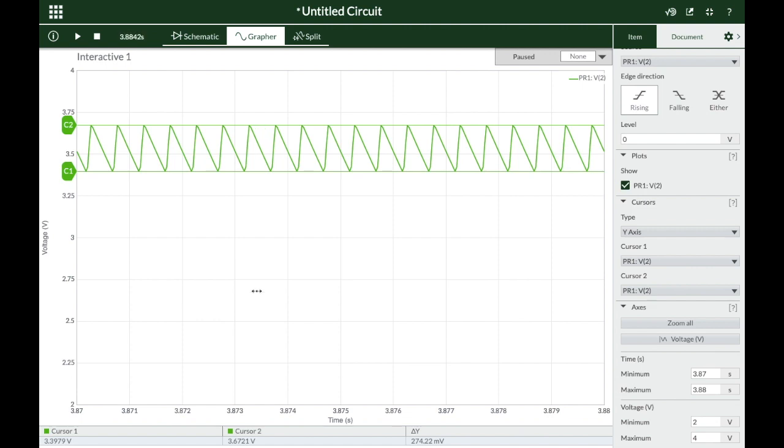So this way we can see that now the peak to peak of ripple has increased with respect to what it was with RL equal to 1 meg. So when we decrease RL, the peak to peak of ripple increases, and also you can see the DC voltage has decreased with decreasing the load resistance.